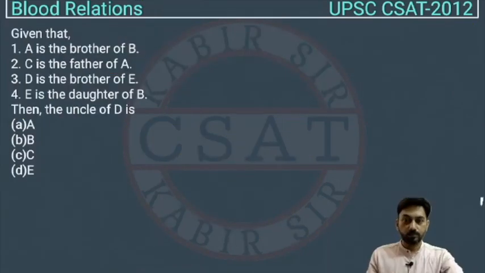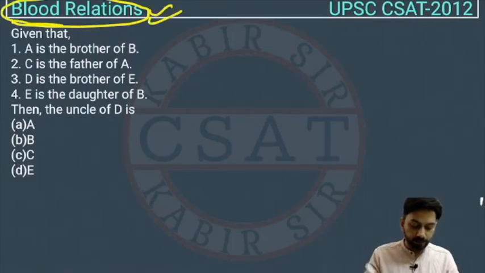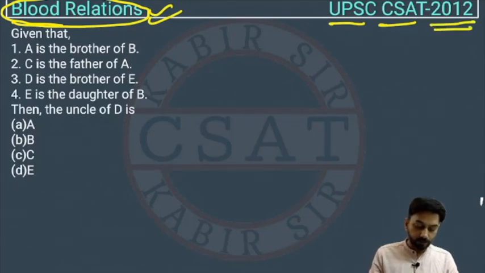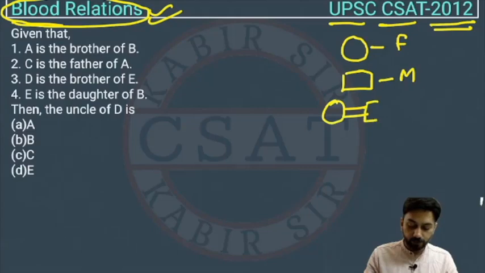This is a question of reasoning from unit blood relation. So this is a question from blood relation chapter asked by UPSC in their CSAT paper of 2012. Right. So in the blood relation questions, what we should know first of all, right? This circle represents female, and male are represented by this rectangle, right? And spouses are represented by this equal symbol, right? So we will represent spouse, husband, wife like this, right? And siblings will be represented by this horizontal line, right?